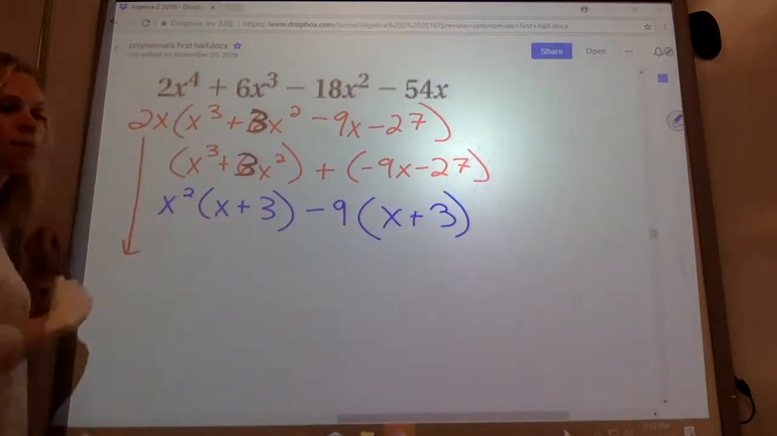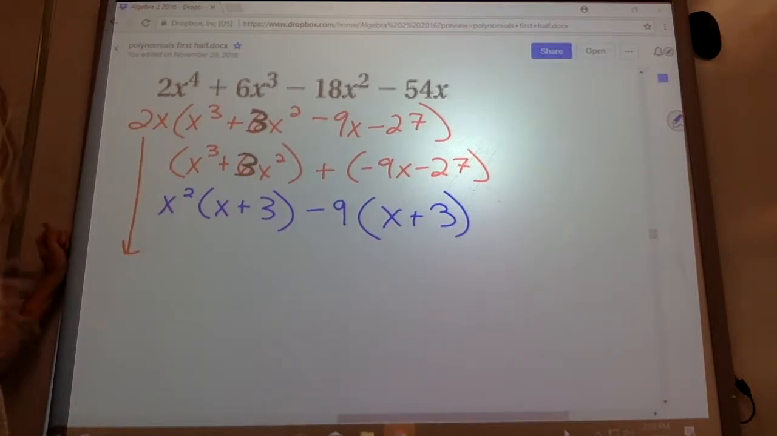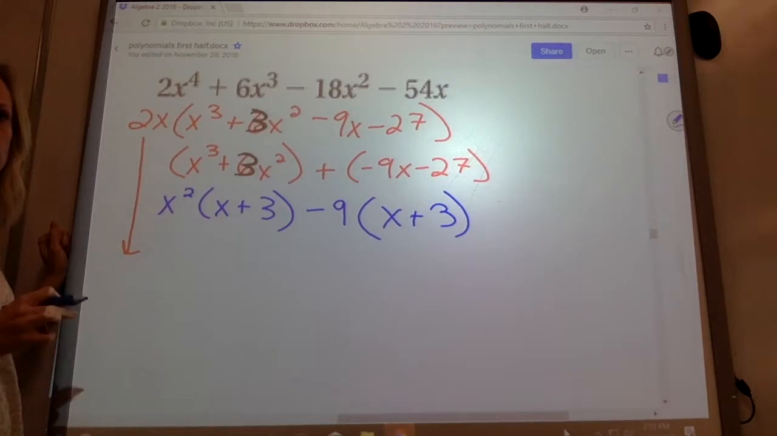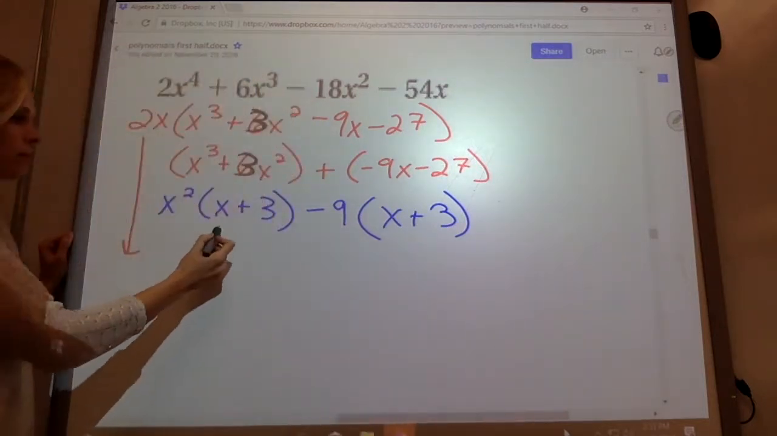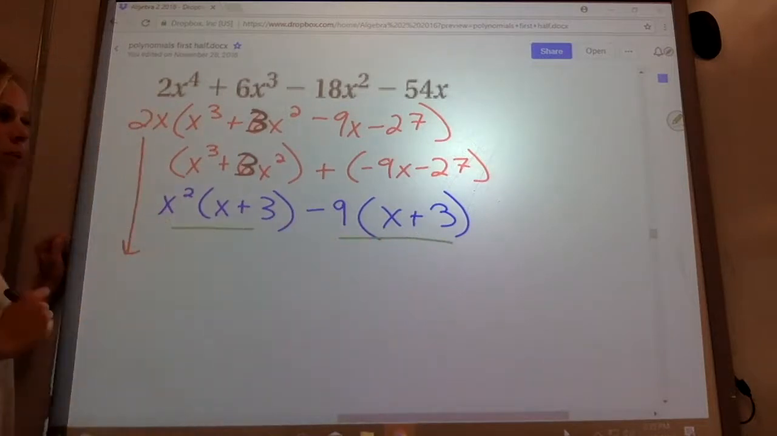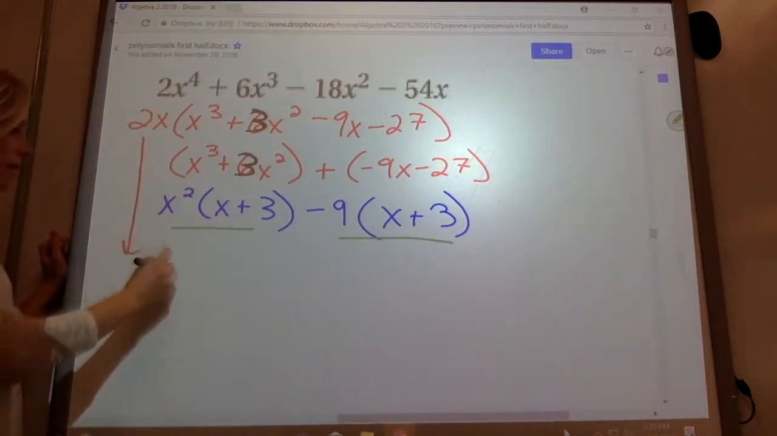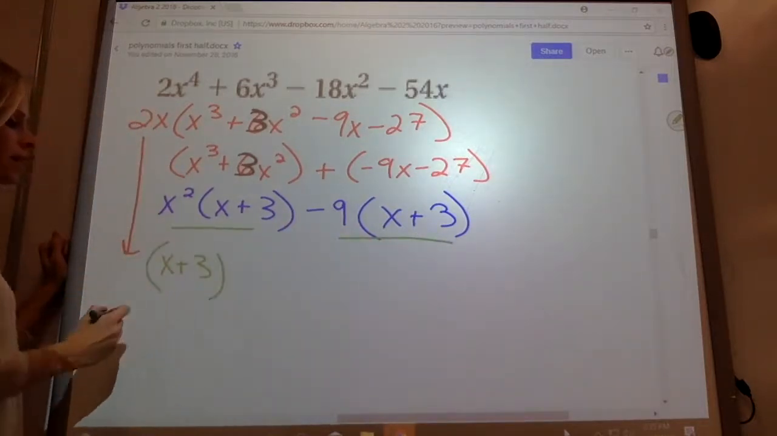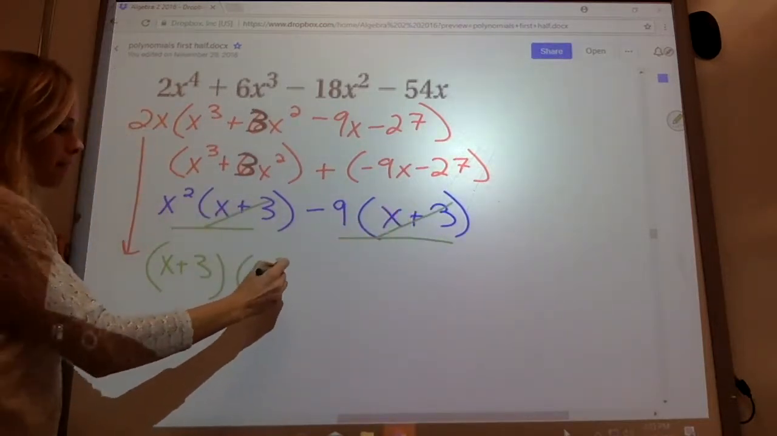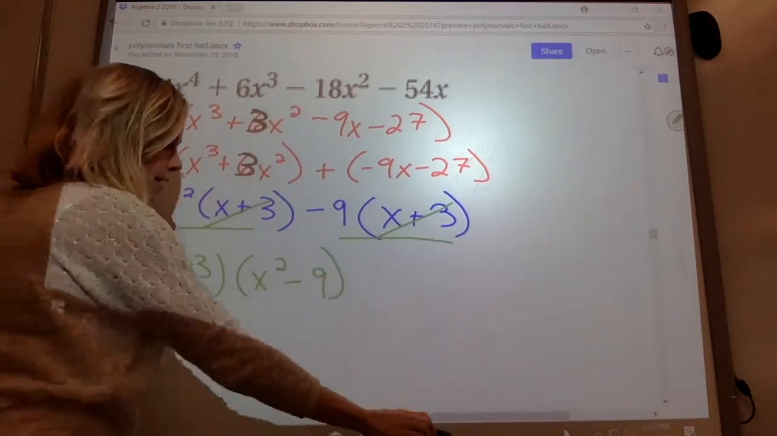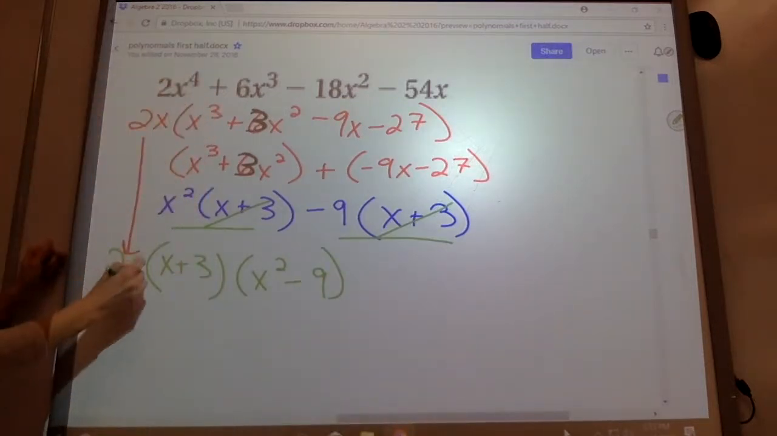So then I get a common binomial. Okay, sometimes you kind of have to see how they are going to match. So sometimes you have to take out a negative for that to happen. And then my last step is to do what? What can I factor out of both terms? X plus 3. Oh, yeah. So if I take out an x plus 3, what's left in the first term? Okay. Now, I still have the 2x, don't forget that.